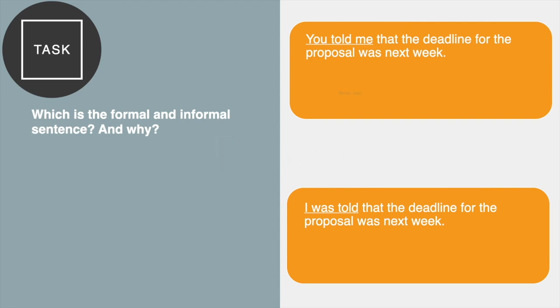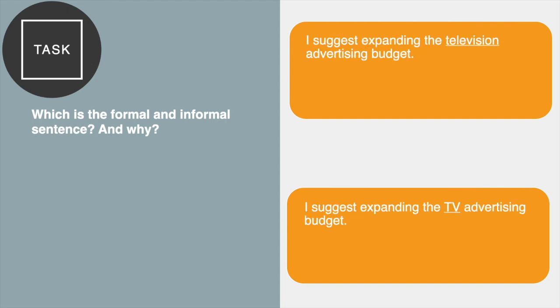So, the informal sentence is the first one, because this is an active sentence. The subject does the verb to the object. On the other hand, the second sentence is formal. This is due to the fact that it's a passive sentence. The next one. Which is the formal and informal sentence, and why? So pause the video and press play when you're ready to continue.